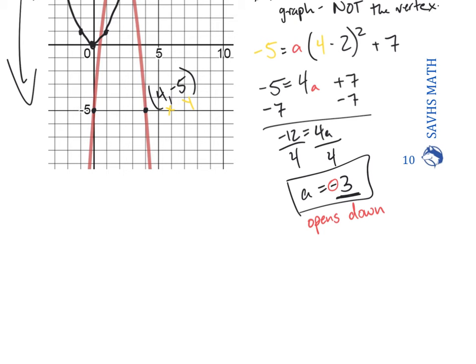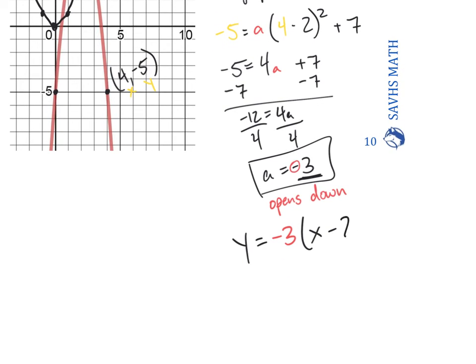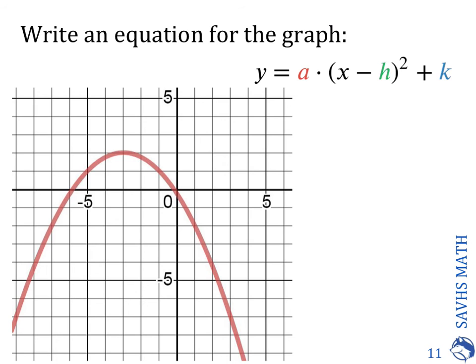Okay, so now that I've talked too much about whether this answer makes sense or not, I'm going to rewrite. My function is y equals, my a was negative 3, times (x minus 2) squared plus 7. This is the equation for this red parabola right there. I'm going to ask you to try this one independently first. It's a super similar process to what we just did.